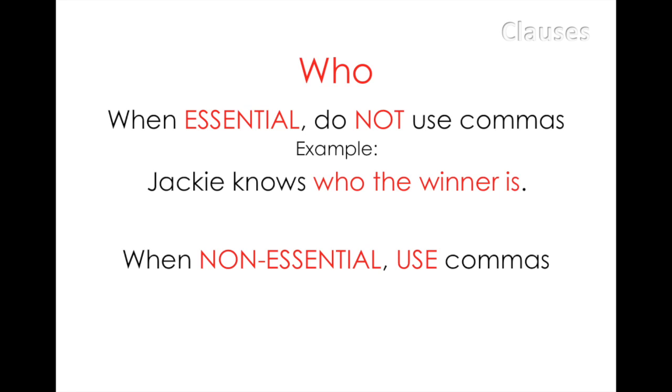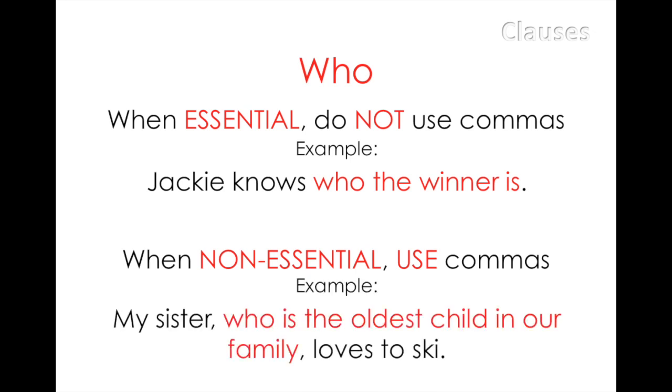Here, the essential clause, who the winner is, cannot be removed from the sentence without removing essential information. My sister, who is the oldest child in our family, loves to ski. The non-essential clause, who is the oldest child in our family, can be removed and the sentence will still contain its main meaning. My sister loves to ski. The who clause just adds description.